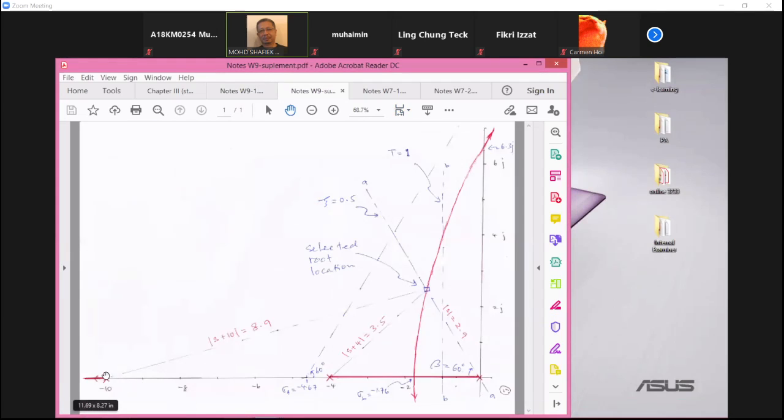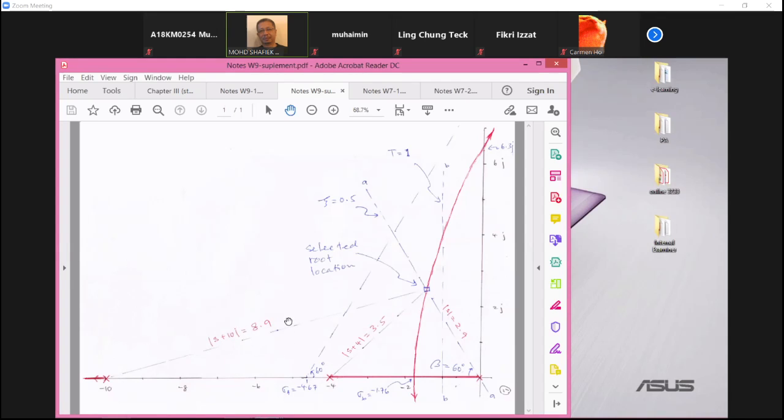So s plus 10, you start from negative 10 and go to the origin. That is going to be 10, and then this is s. So 10 plus s. So the magnitude of s plus 10 is just the distance from negative 10 to your roots. You can measure that if you draw your diagram correctly and make a measurement.